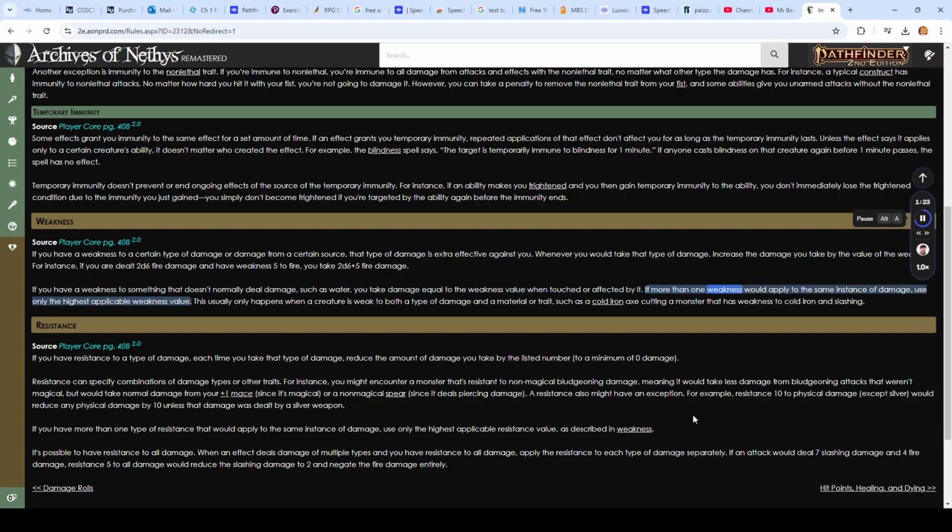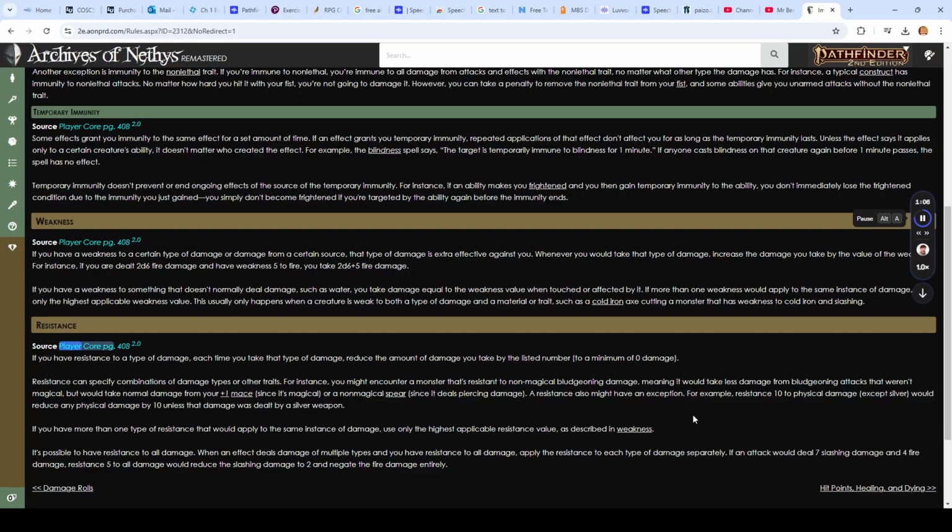If more than one weakness would apply to the same instance of damage, use only the highest applicable weakness value. This usually only happens when a creature is weak to both a type of damage and a material or trait, such as a cold iron axe cutting a monster that has weakness to cold iron and slashing.